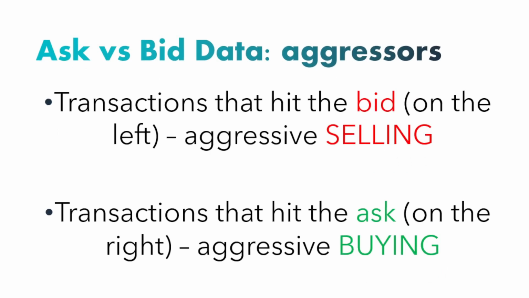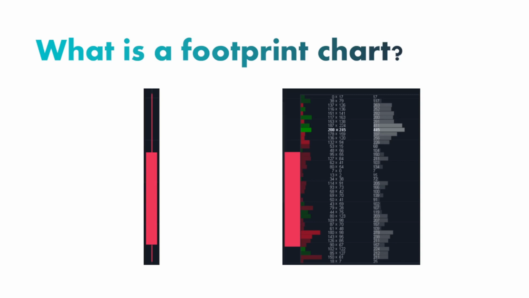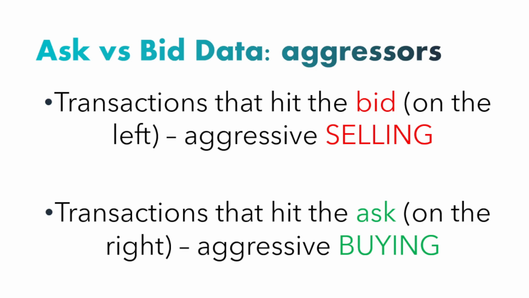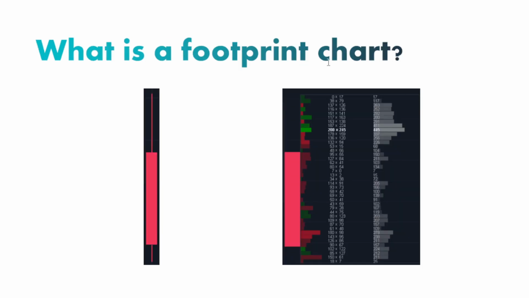Traders who hit the bid are aggressive sellers. Traders who hit the ask are aggressive buyers. If I go back to this image where we look at the footprint chart, when you see those green rectangles at the top, what this represents is aggressive buying. That means you have more people hitting the ask than the bid. So that's aggressive buying.